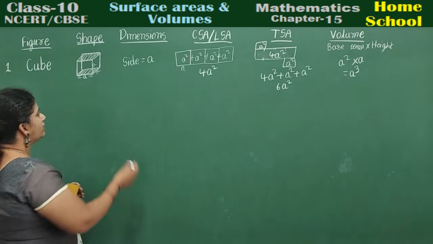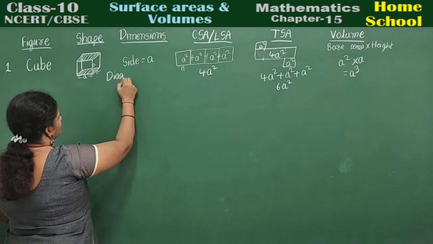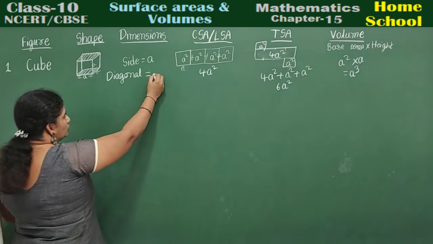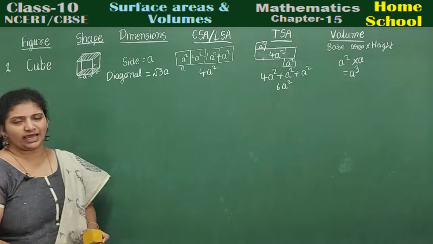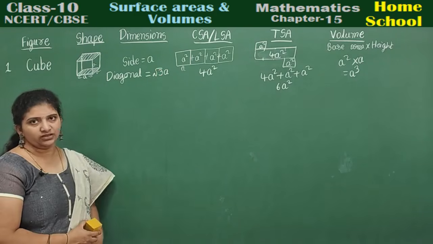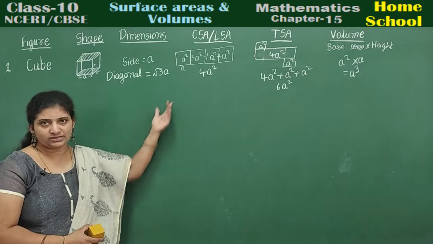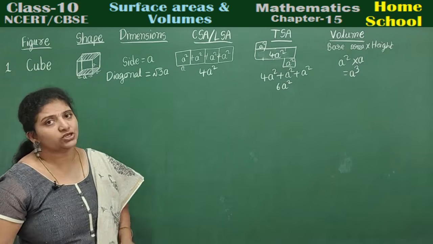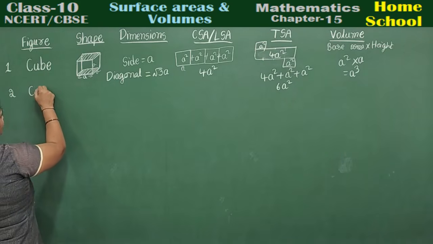You need to remember the formula for diagonal length. Diagonal length is equal to root 3 a, or a root 3. You can remember: whatever side you take, that letter you have to choose here. Suppose you have taken x, you can take it as x root 3 or root 3 x, anything is okay. So coming to your next solid, that is the cuboid. Second one, cuboid.